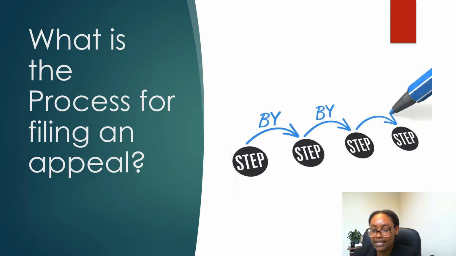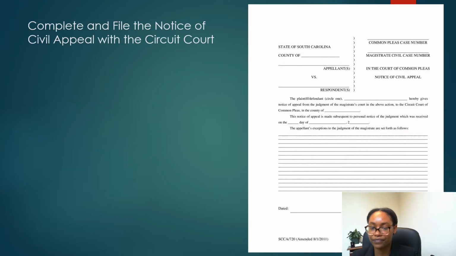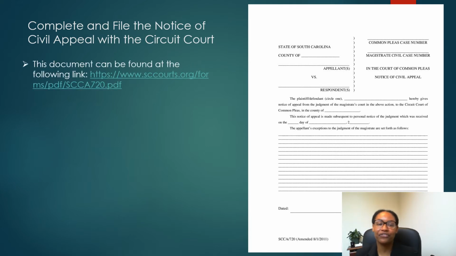So what is the process for filing an appeal? You will need to complete and file what is called a notice of civil appeal with the circuit court, and I have included a picture of this document to the right of the slide for you to see what I'm talking about. And you can also find this document on the SC Court's website.